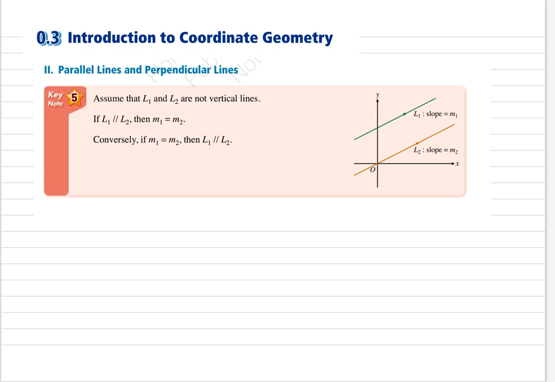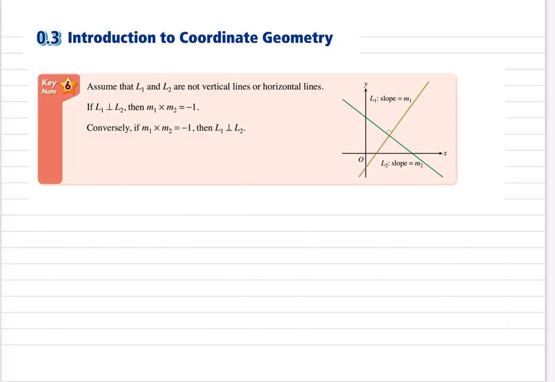If two lines are parallel, then we will say that the slopes are the same. On the other way around, if the two slopes are the same, then these two lines are parallel. For perpendicular, if the slopes of two lines multiplied together is -1, then these two lines are perpendicular. On the other way around, if the two lines are perpendicular, their slopes multiplied together equal -1.